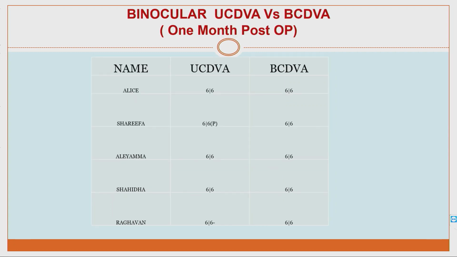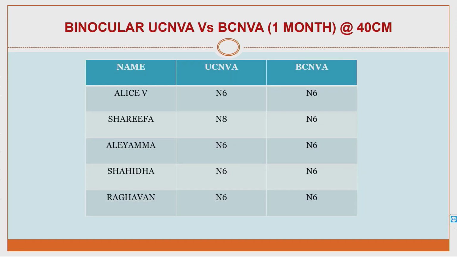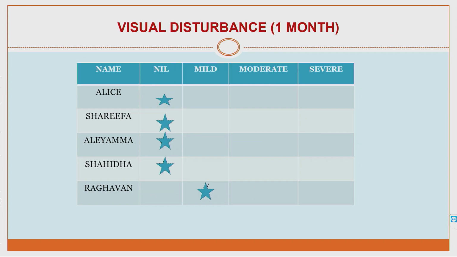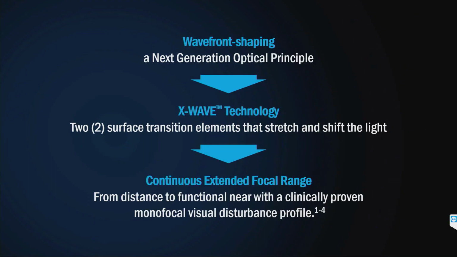And the intermediate vision is N8 monocularly and N6 in most of the patients. And this is the near vision. One of the patients had N8, but the rest everybody had N6. And here again, I induce around minus 0.75 myopia in one of the eyes. Except for one patient, all the others didn't have any photic phenomena. And this has been talked about extensively.